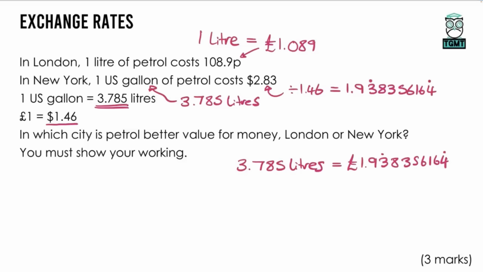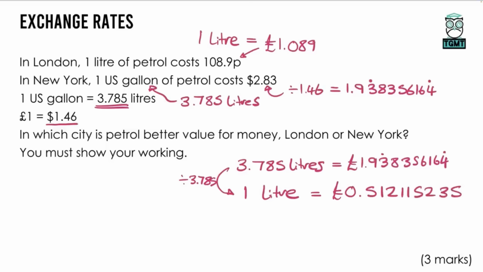Now I want to know the value, not for 3.785 litres, but I want to know the value of 1 litre. So to get there, I just need to divide by 3.785, and that's going to tell me the value of 1 litre. I'll just do the same to the other side as well. So if we do that, we have the big long decimal there divided by 3.785, and that comes out as 0.512115235.